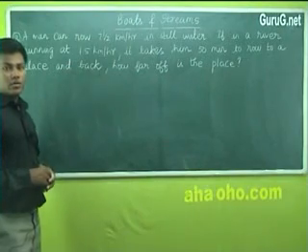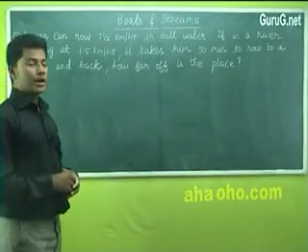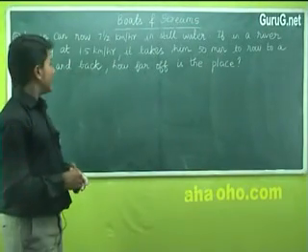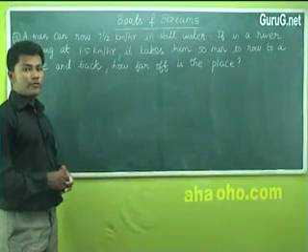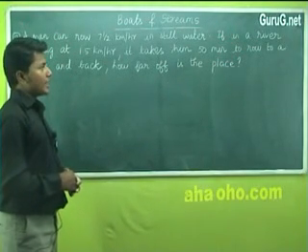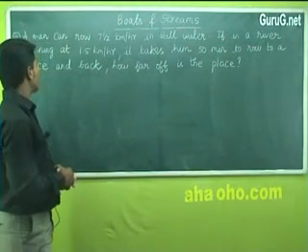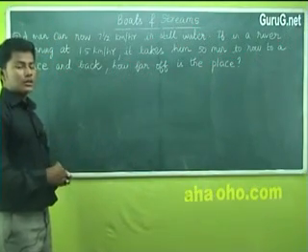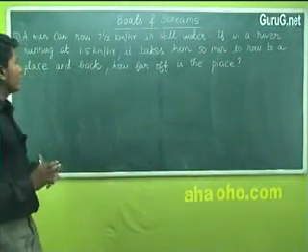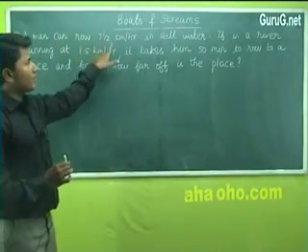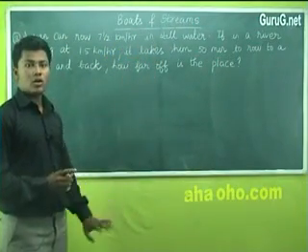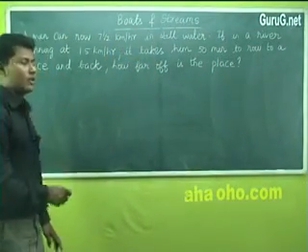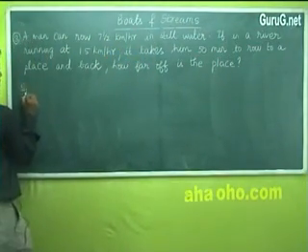A man can row 7.5 km per hour in still water. In a river running at 1.5 km per hour, it takes him 50 minutes to row to a place and back. How far off is the place? So understand the problem well. What is given? A man can row 7.5 km in still water. The speed of the man in still water is given. So first note it down.